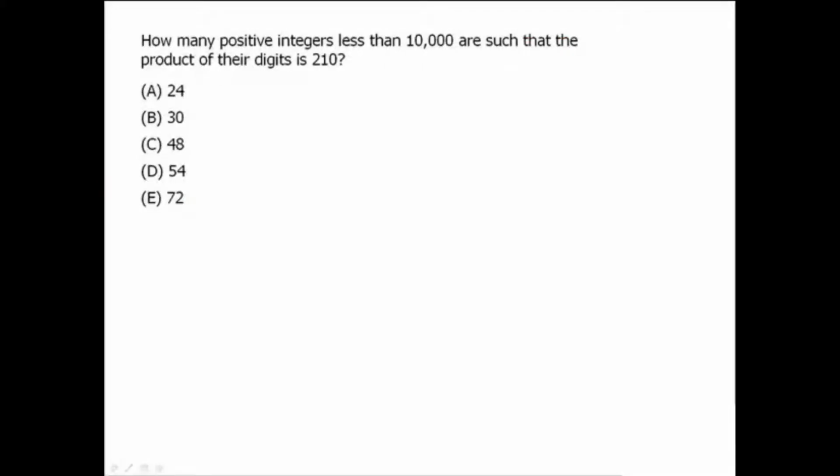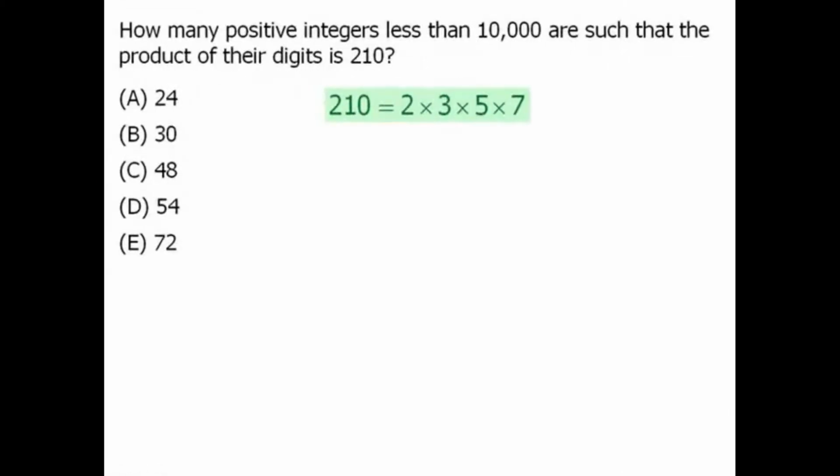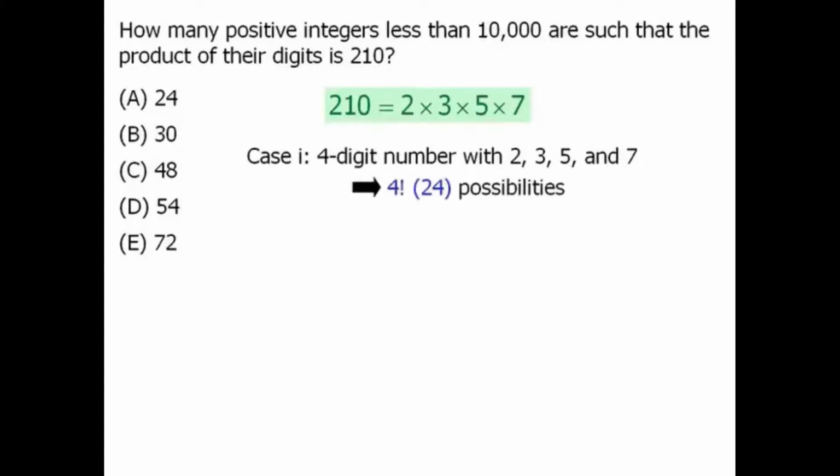To begin, let's find the prime factorization of 210. Now, when looking for numbers such that the product of their digits is equal to 210, we need to consider three possible cases. Case one is that we have a four-digit number consisting of a 2, a 3, a 5, and a 7. In how many ways can we arrange these four digits to create different numbers? We can do this in four factorial ways. Now notice that we can combine our 2 and 3 in our factorization to get a 6.